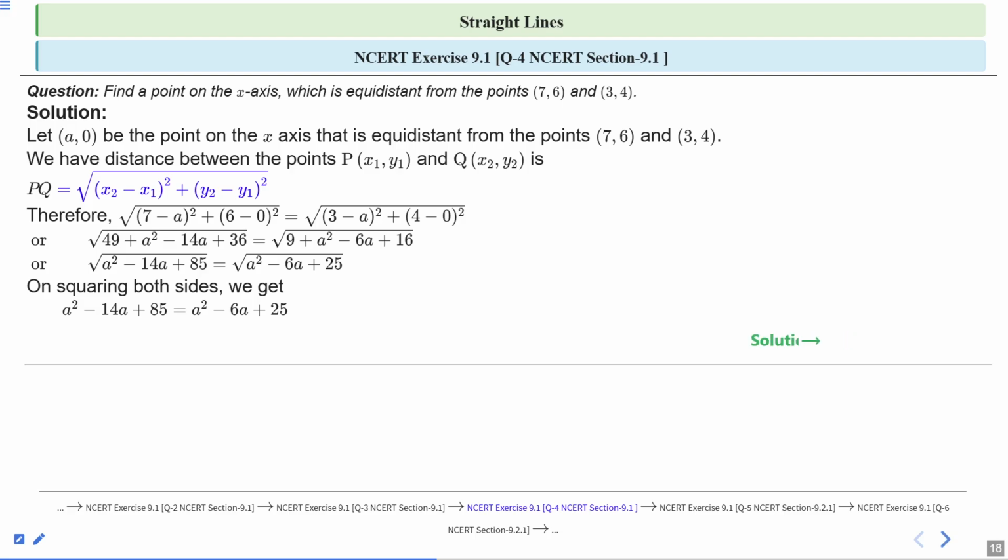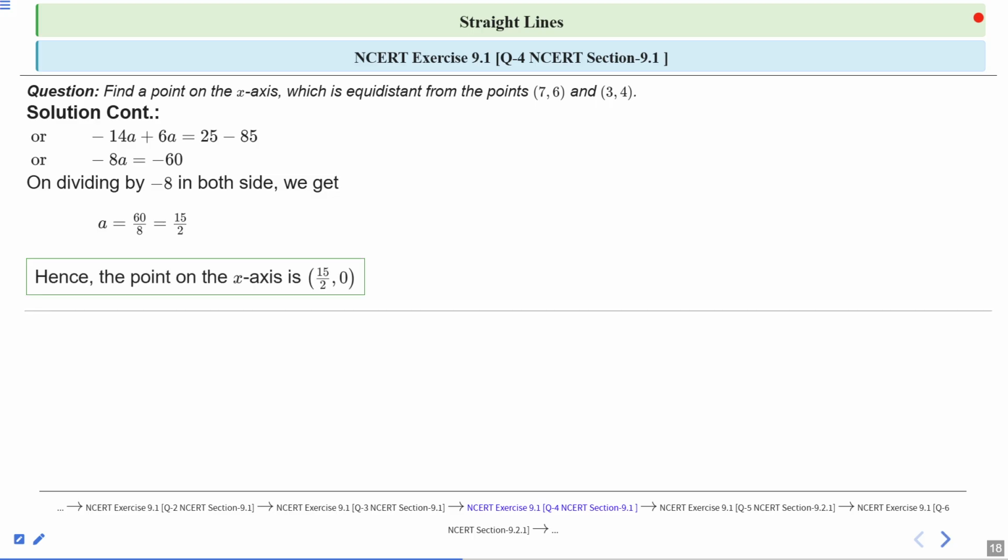Now calculate this equation. So you will get further simplification: minus 14a plus 6a equals 25 minus 85, or minus 8a equals minus 60. Dividing by minus 8 on both sides, we get a equals 60 over 8, and if we simplify it, the value of a is 15 by 2. Hence the point on the x-axis is (15/2, 0).